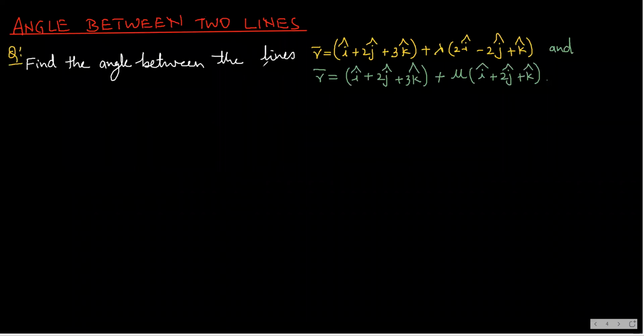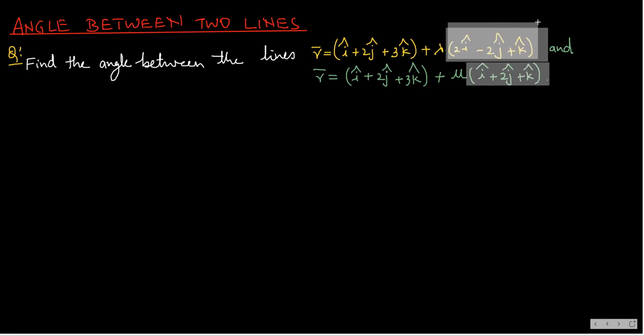The question is, find the angle between the lines r bar equals i cap plus 2j cap plus 3k cap plus lambda times 2i cap minus 2j cap plus k cap, and r bar equals i cap plus 2j cap plus 3k cap plus mu times i cap plus 2j cap plus k cap. So here, as I told you, for finding the angle between two lines, I will find the angle between the vectors which are parallel to the two lines. So see, this vector here is parallel to line 1 and this vector here is parallel to line 2. So I have two lines, and two vectors parallel to these two lines.